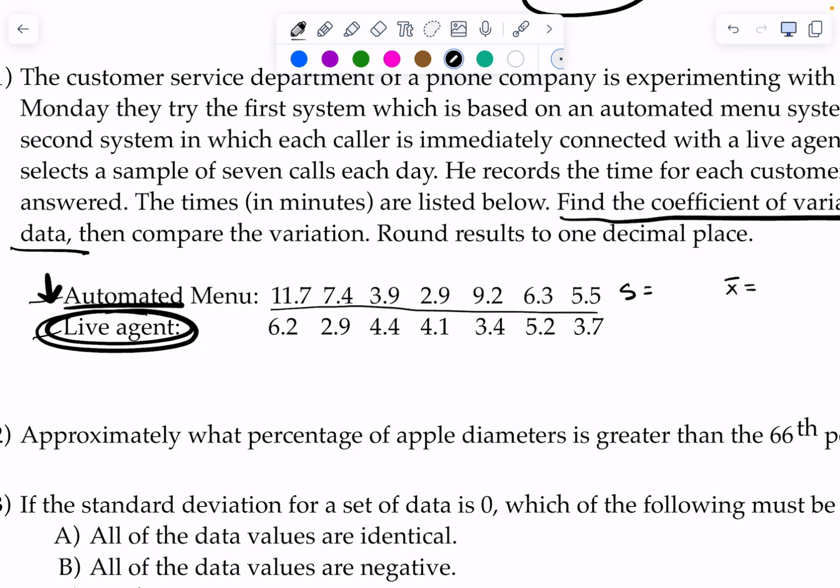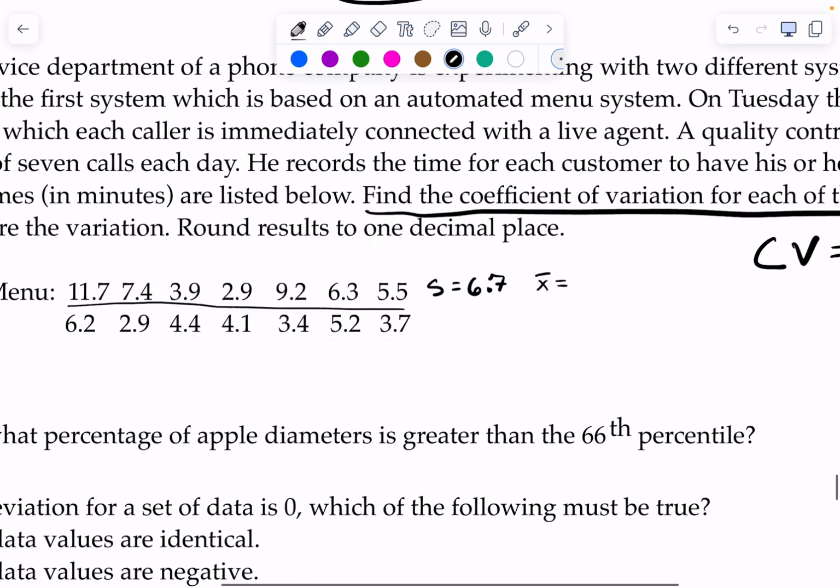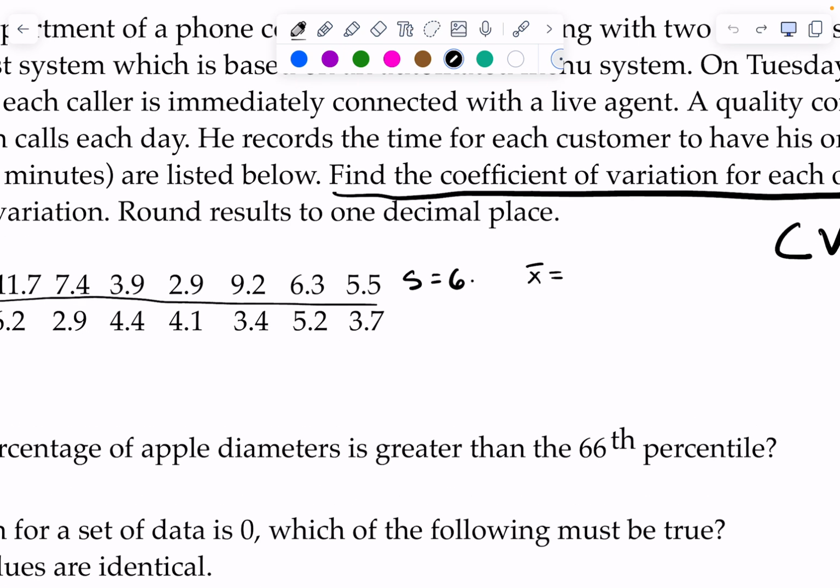Standard deviation is 6.7. Average is something else. No, that's the average. 6.7 is the average. What's the standard deviation? 3.04. Yep, the S, standard deviation, is 3.04.